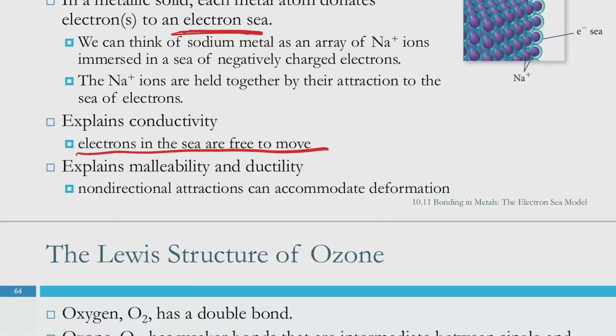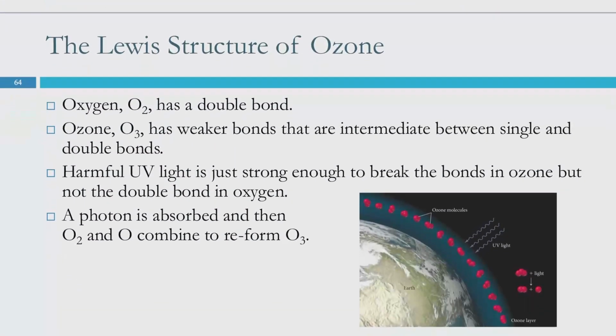The Lewis structure of ozone is another practical application of some of the stuff that we're learning. So oxygen has a double bond, oxygen double bonded to oxygen. Ozone, I'm going to draw in one of our lone pairs, has a bent shape and it's got an intermediate bond order. So it's not locked in on a single or a double. It's got resonance structures, and so it's more like a 1.5 bond strength.